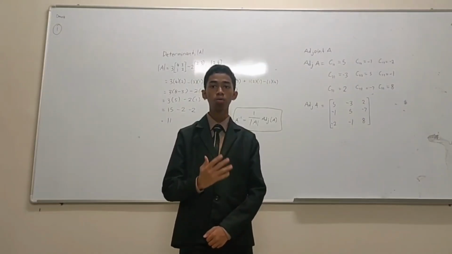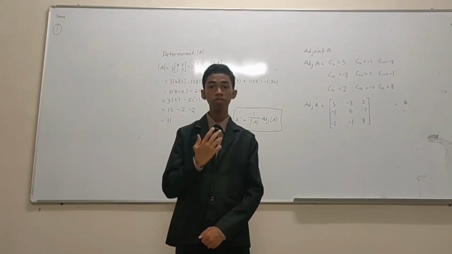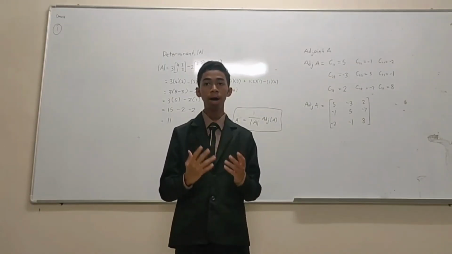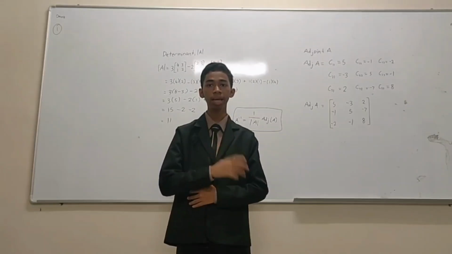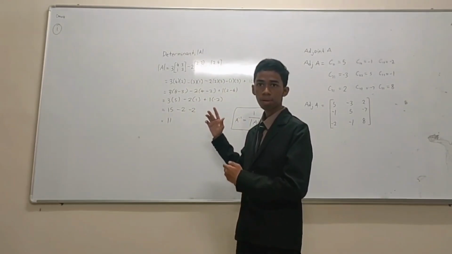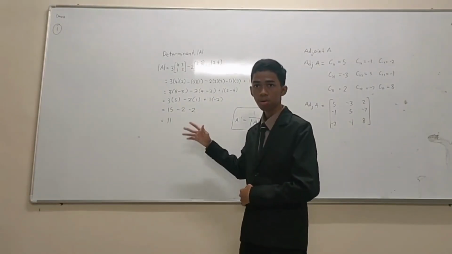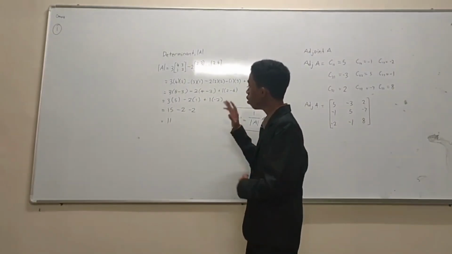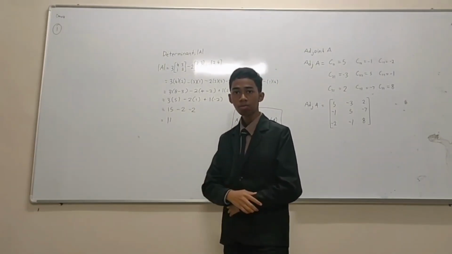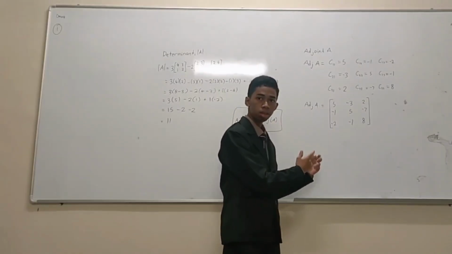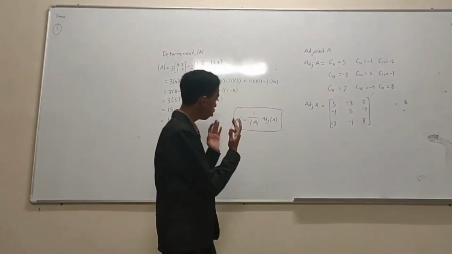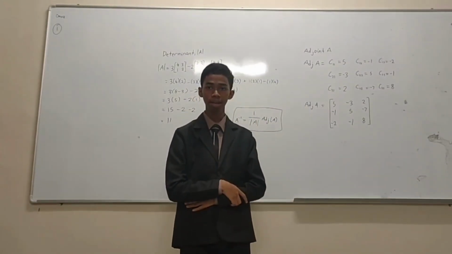So, now we are going to find the inverse matrix. But before finding the inverse matrix, we must calculate the determinant of matrix A. After expanding along the first row and then simplifying, we obtain the determinant to be equal to 11. And now we calculate the adjoint matrix and then we divide it by the determinant using this formula to find the inverse matrix.